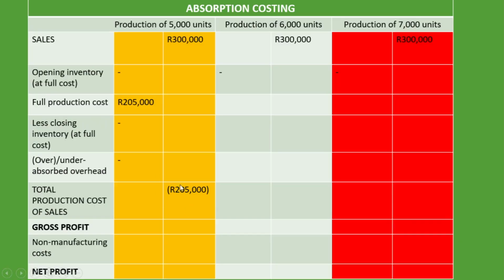Remember, this is absorption costing. And then once we've done that, we take 300,000 Rand of sales minus the total production cost of sales of 205,000 Rand, which gives us a gross profit of 95,000 Rand. And then what is the non-manufacturing cost?